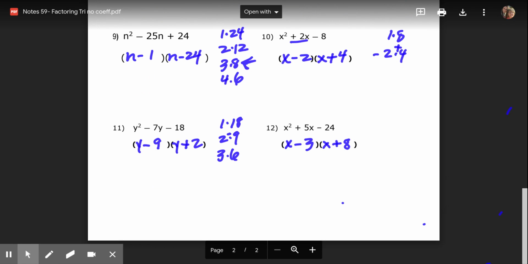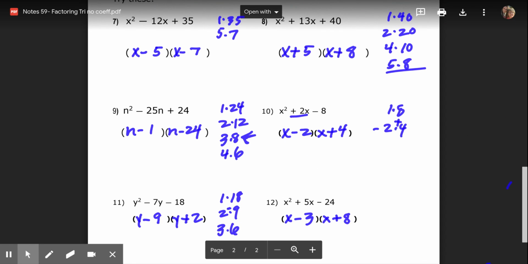And oh, that's it. I thought maybe there were 2 more problems. Okay, so this really tests your multiplication. So if you don't have your multiplication facts down, it might be a good idea to be working on those.